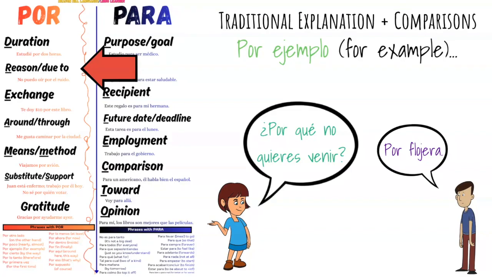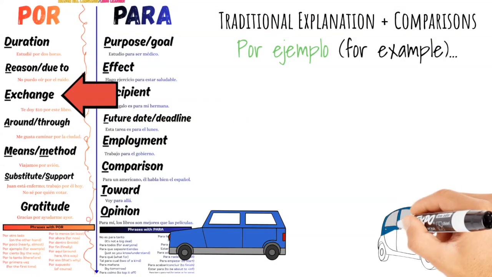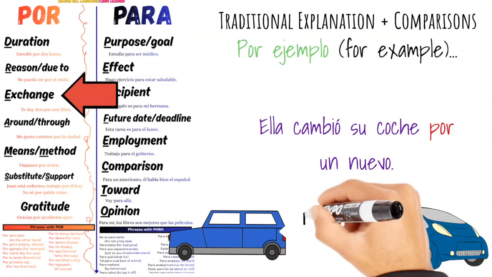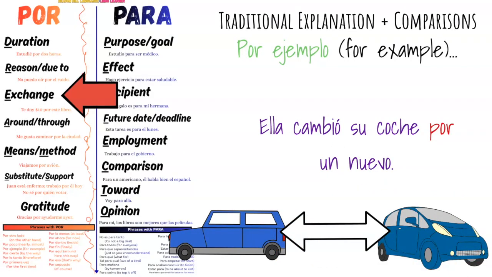We also use por for equivalents or exchanges. Te doy $10 por este libro means I'll give you $10 for this book, as in I'll give you $10 and in exchange you give me the book. Otro ejemplo, ella cambió su coche por un nuevo. She traded her car in for a new one.